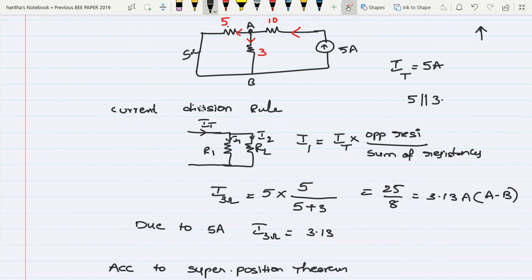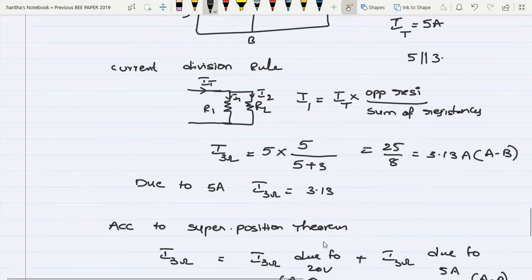So remember one point, sum of the resistances is nothing but just the sum of the two resistors only, not the equivalent resistance. So these two are in parallel, then sum of the resistances does not mean 5 parallel 3. Don't do it. Just add those two resistors, 5 plus 3. So that gives us 3.13 amperes. And again in this 3 ohm also, current is flowing from A to B. So the direction I had mentioned here, A to B. So due to the 5 ampere source, what is the current flowing through 3 ohm? 3.13 amperes.